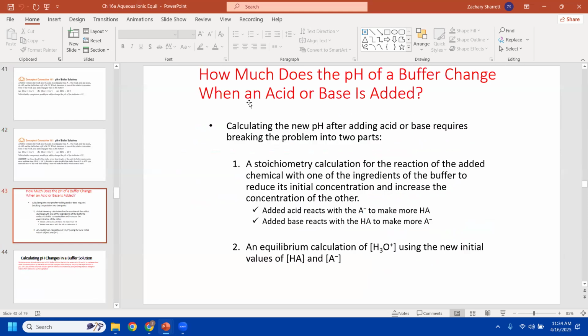So how much does the pH of a buffer change when acid or base is added? Now we get to learn a fun new technique. Calculating the new pH after adding acid or base requires breaking the problem into two parts. First part is a stoichiometry calculation. Have we ever done that before in our lives?